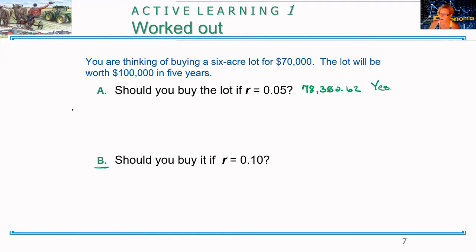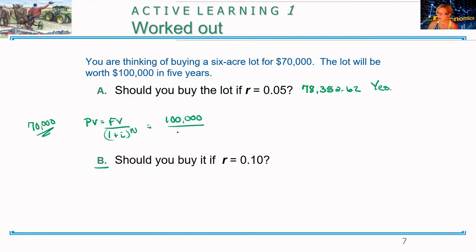So again, we're going to compute. We're going to use 70,000 as our kind of check figure over here. And we're going to say that the present value is equal to the future value over 1 plus the interest rate to the nth power. I'll show you this one a little differently. So now I'm just dividing. So our future value, 100,000.